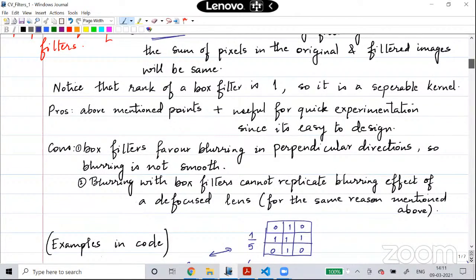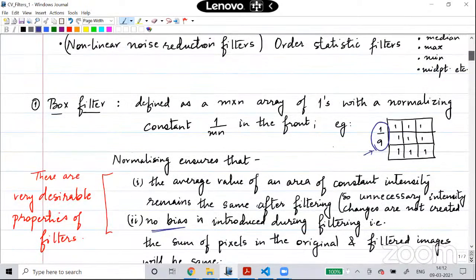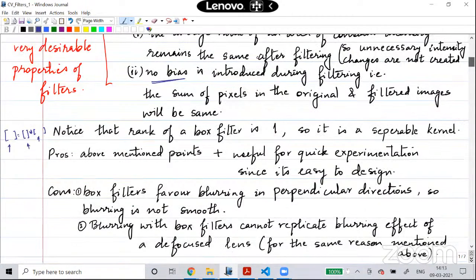Another point to note is that because of the nature of a box filter, if you view it as a matrix, it has rank 1, which means it's a separable filter. I hope you remember what a separable kernel or separable filter is. It means a filter of rank 1, so that it can be written as a column times a row. Then convolving with this matrix is more expensive than convolving first with this and then with this. So if a kernel is separable, it is advantageous in terms of computation. Any rank 1 matrix can be written as a column times a row. In practice, although this is easy to design, it is useful for quick experimentation.